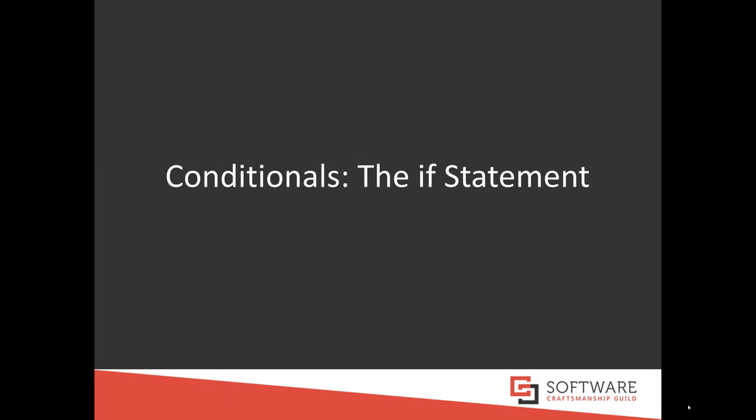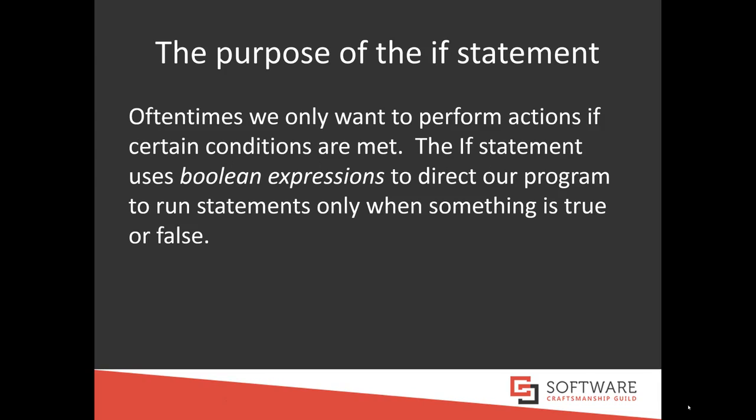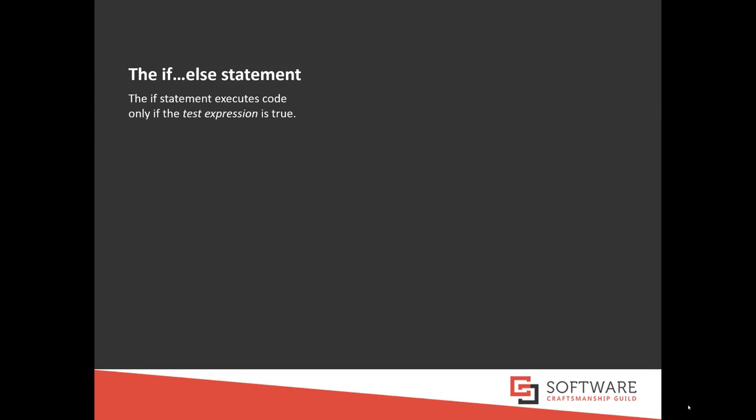Now that we've completed variables and expressions, we can get into learning the conditional statements and flow of control statements that allow us to build real applications. And we're going to start with the most basic one, the if statement. The purpose of the if statement is to direct our logic such that we only perform an action if a condition is true. So the if statement uses a Boolean expression to direct our program down one path or another if it's true or false.